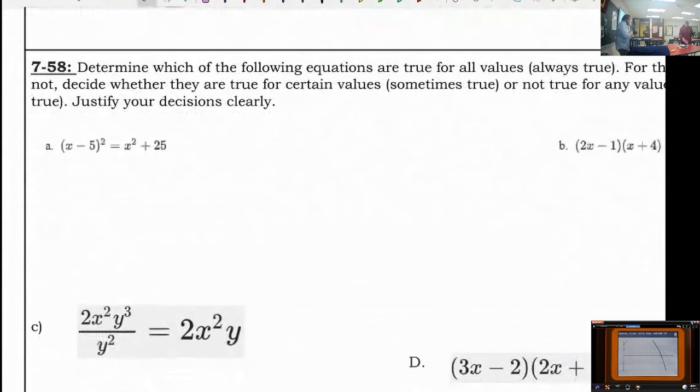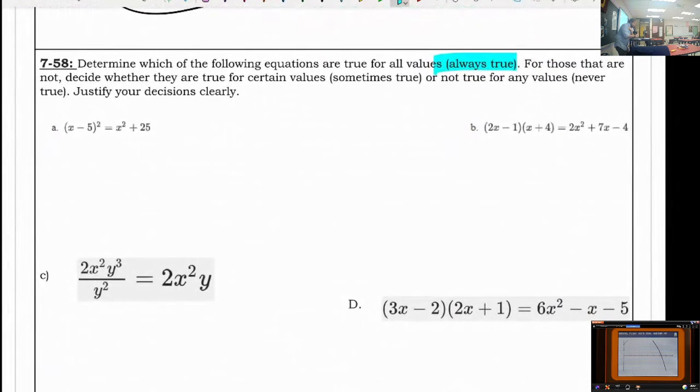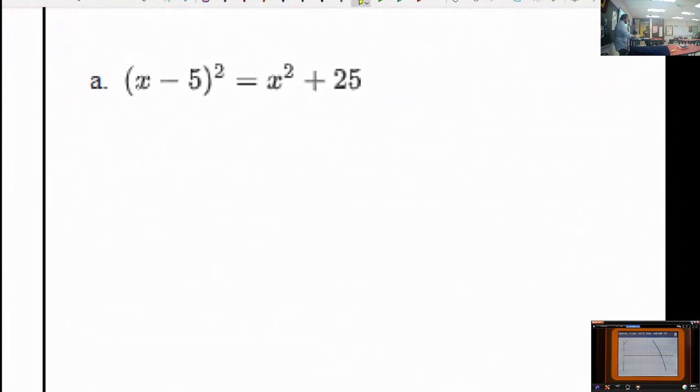For 758, all we got to do is determine if the following equations are true for all values. In other words, always true. For those that are not, decide if they are true for certain values, which means sometimes true, or never, which is never true. So looking at A, for example, this is a classic thing. You saw this on the test, Chapter 3 and Chapter 5 test. This is not always true.